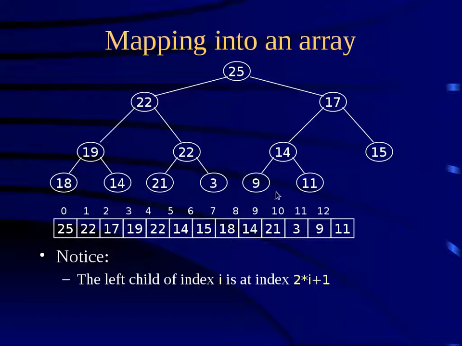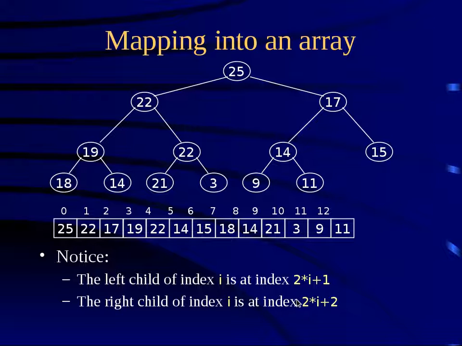Well, if we're at 0, and we want the left child, 2 times 0 is 0, plus 1 is 1, the 22, boom. If we're at 1, 2 times 1 is 2, plus 1 should be 3, 19. And if we're at position 3, 3 times 2 is 6, plus 1 is 7, so that should be 18. Let's look at that 14. 14 is at index 5. 5 times 2 is 10, plus 1 is 11, should be 9, which is index 11.